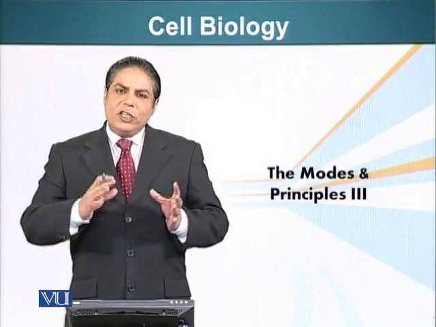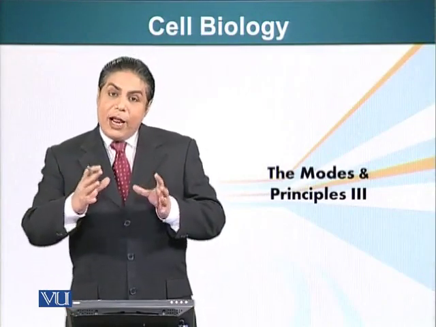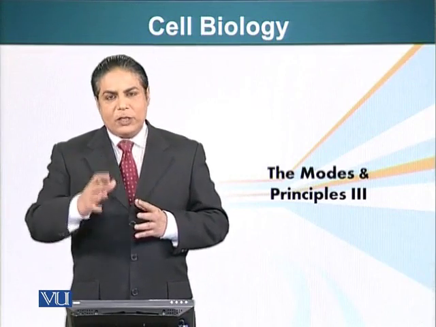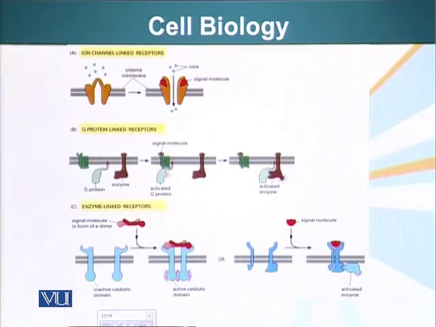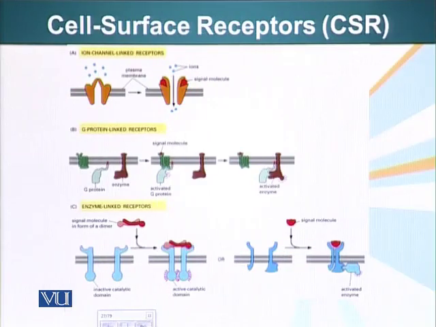So we have established rules of engagement for intracellular receptors. Now let's do the same thing for the receptors which are present on the cell surface. Cell surface receptors, CSRs, we can divide into three basic categories. One is the ion channel receptors. These receptors are present on the membrane. When they bind the signaling molecule, they open up.